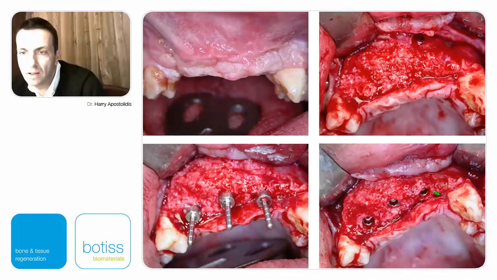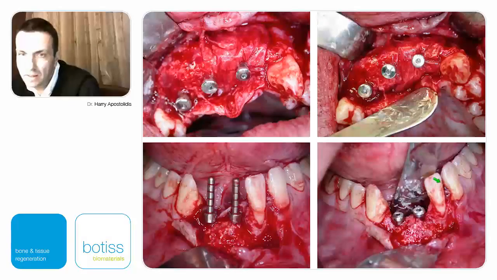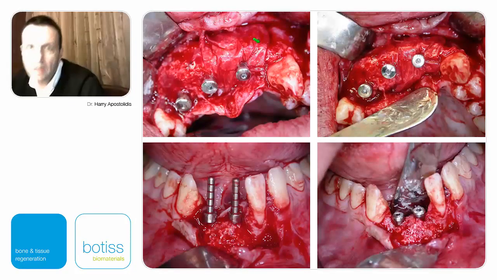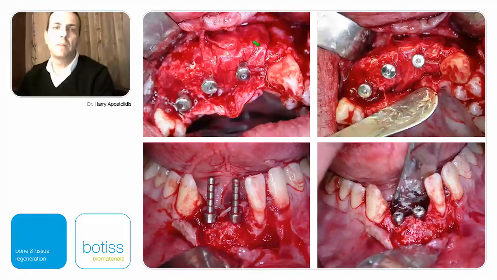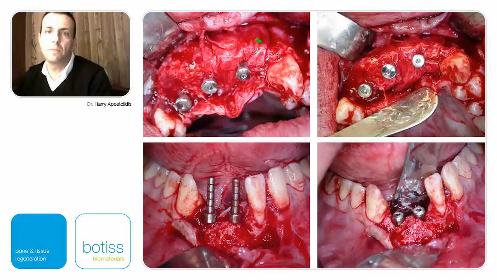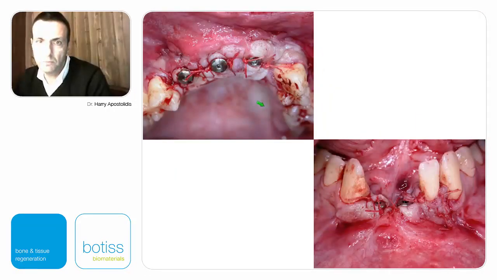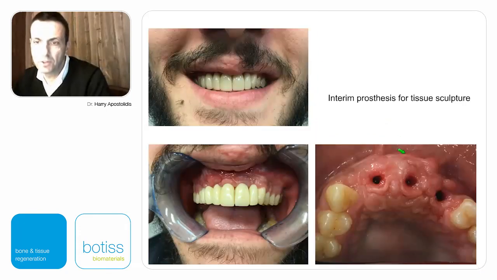Here we had a little bit of, I don't remember why I didn't put much bone graft here, so I didn't really need it, but I did place some Cerabone and adjacent membrane above, just for contour augmentation, and non-submerged healing, and the patient with interim prosthesis for tissue sculpture.